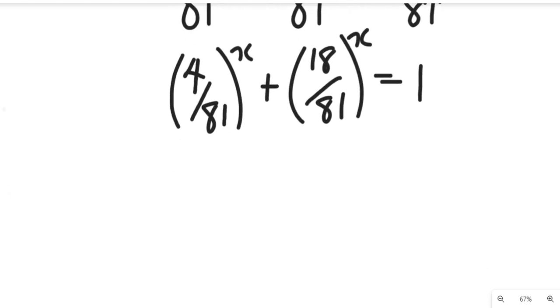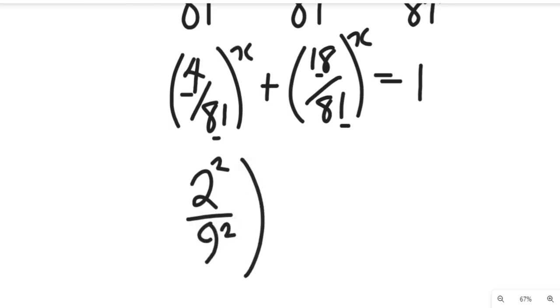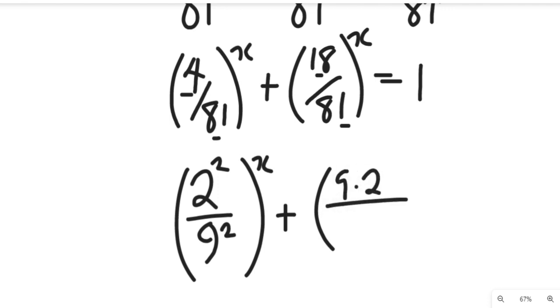Good. Now we are going to simplify further. We can find the factors of all these values, and with the factors we can simplify further. This will give us 2 to the power of 2 divided by 9 to the power of 2, all to the power of x, plus 18 can give us 9 multiplied by 2, divided by 9 multiplied by 9, all to the power of x, and this will be equal to 1.